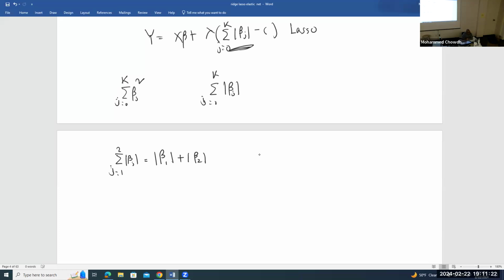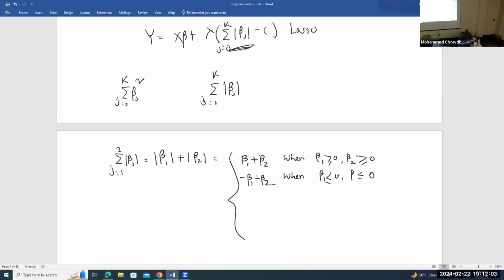So for this one, we will get four equations. Beta 1 plus beta 2 when beta 1 is greater than 0 and beta 2 is greater than 0, right? That will be negative beta 1 and negative beta 2 when beta 1 is less than 0 and beta 2, you can also put greater equal to, less equal to 0. Do you agree with that? Are you okay with that?